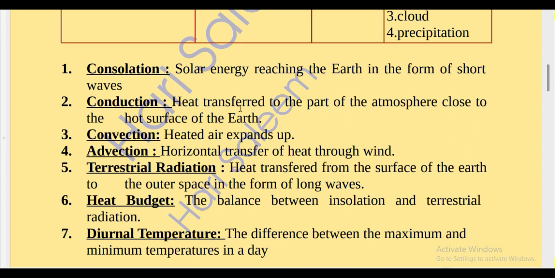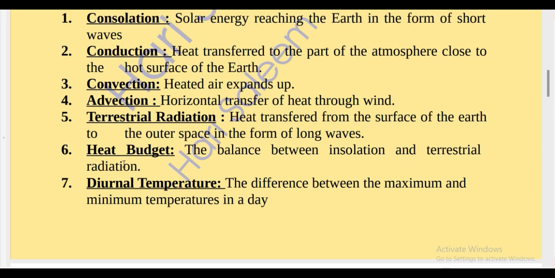Conduction, heat transferred to the part of the atmosphere close to the hot surface of the earth. Next, convection, heated air expands up. Advection, horizontal transfer of heat through wind. Terrestrial radiation, heat transferred from the surface of the earth to the outer space in the form of long waves.